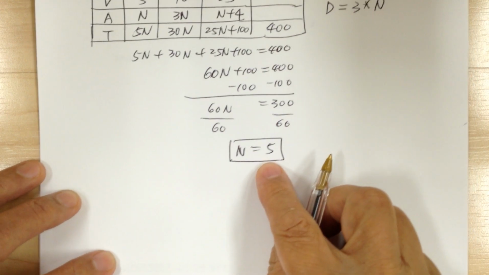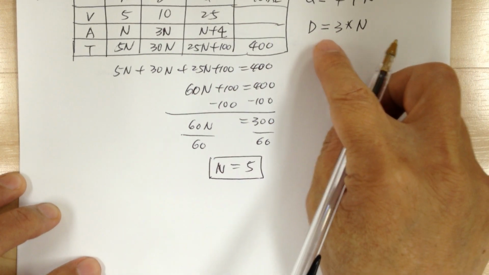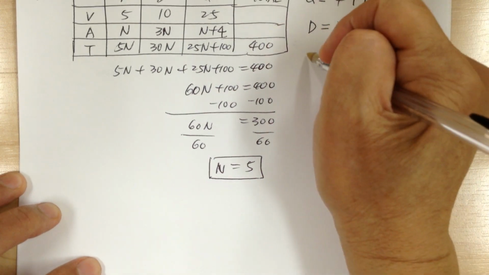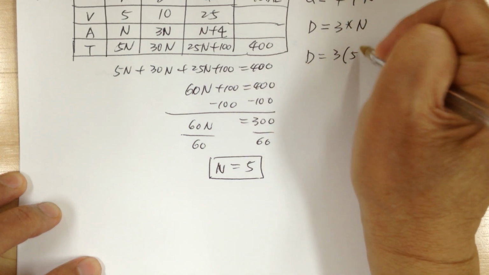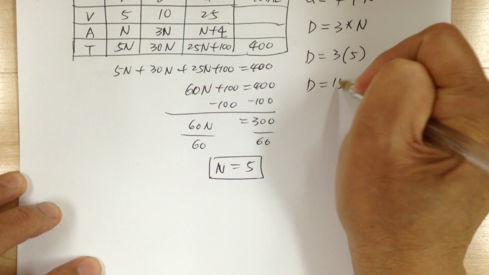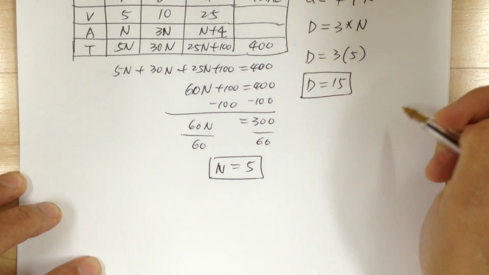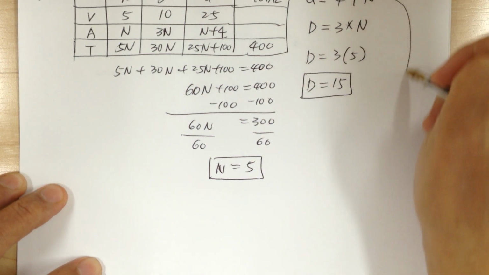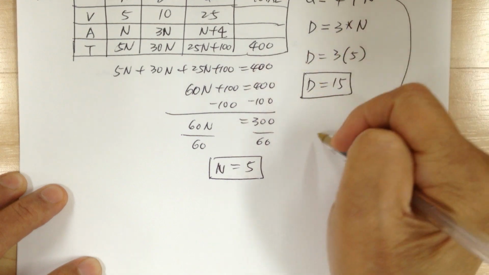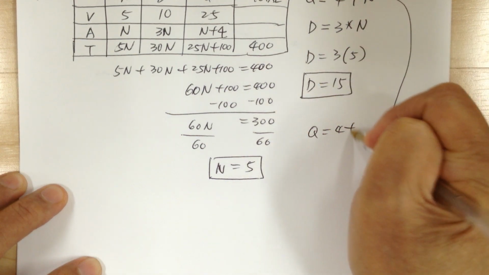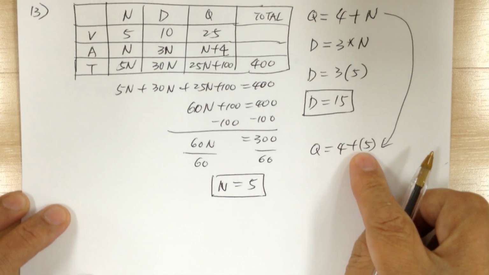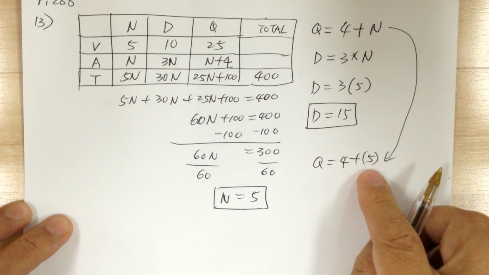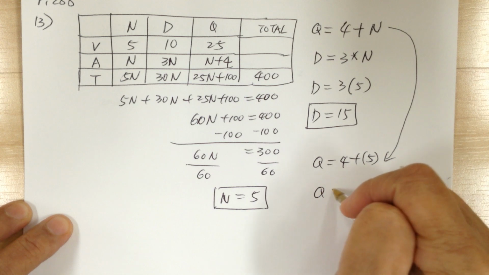Once you find N equals 5, I'm going to find D. D equals 3 times N, which is 5, so D equals 15. Then I'm going to use this one here to solve for Q. Q equals 4 plus N. Again, whatever you substitute, put in parentheses so people know that's what you substituted. So Q equals 9.